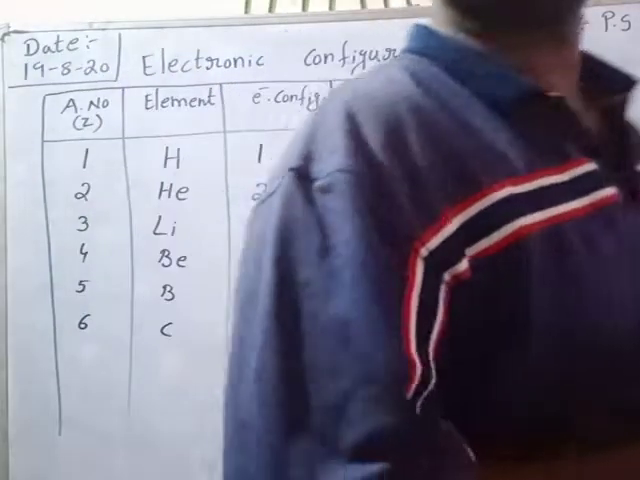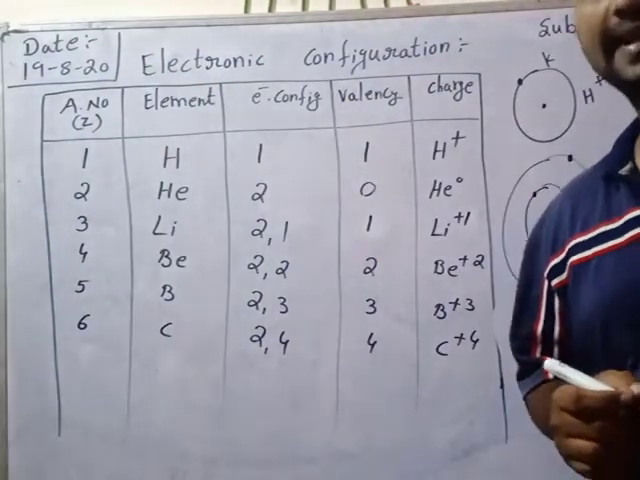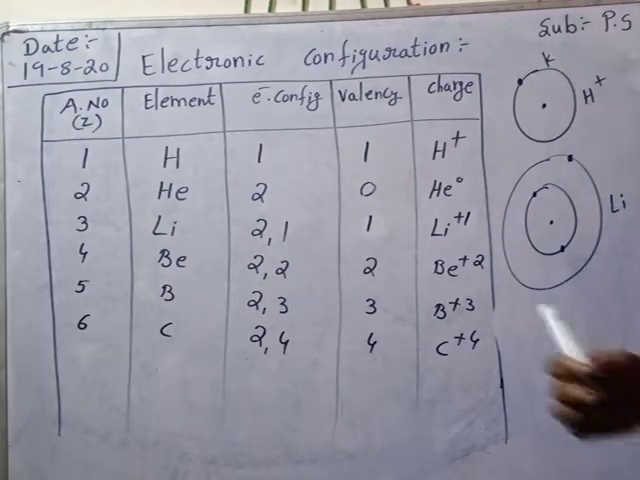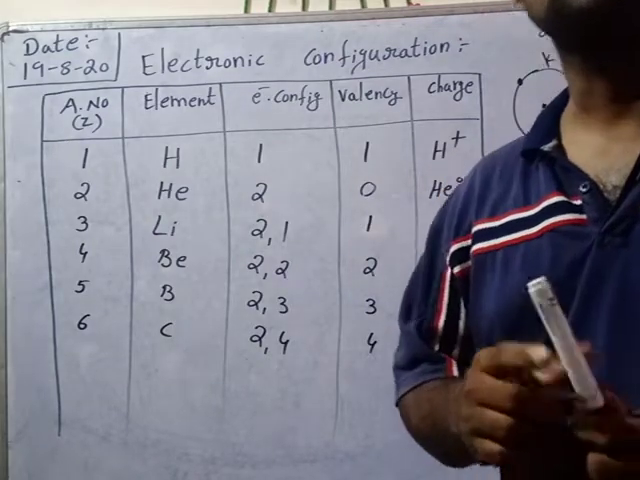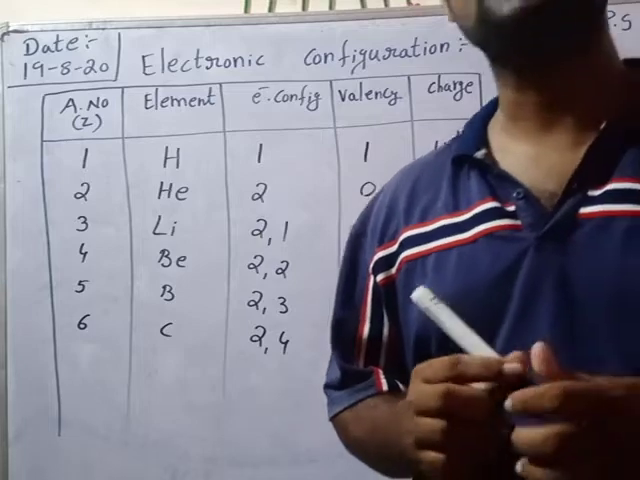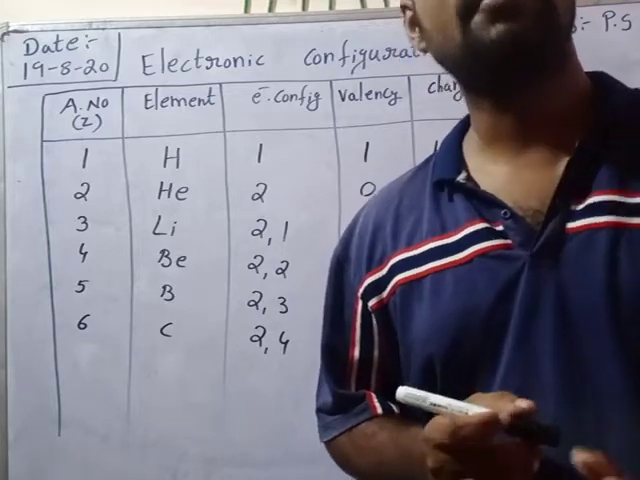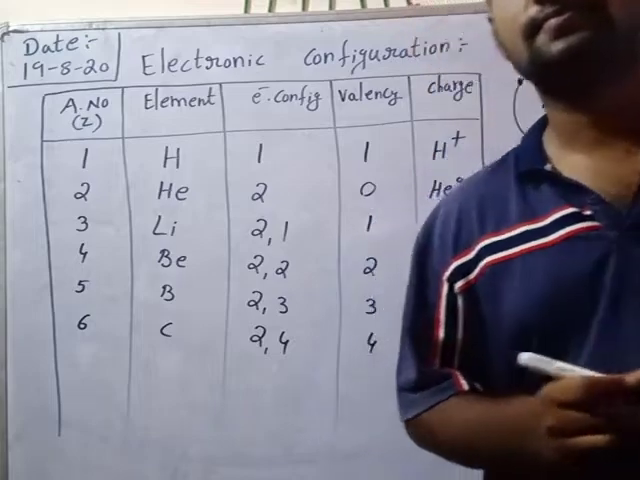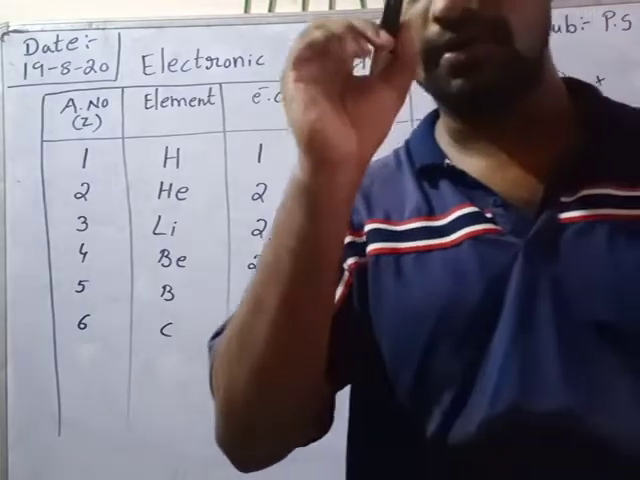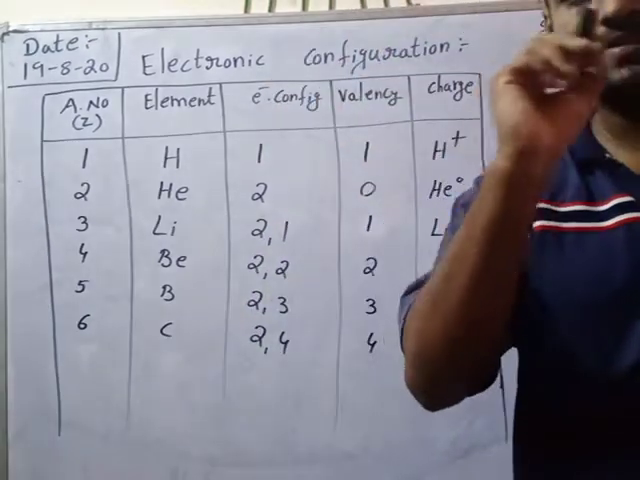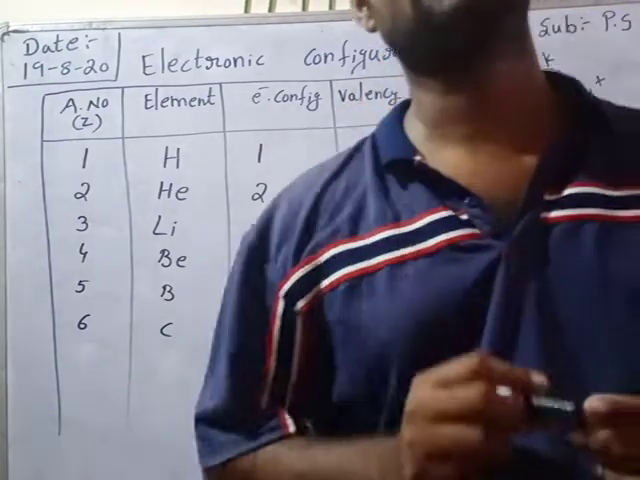Now, what is a positive ion? What is a negative ion? Positive means the loss of electrons. Simply, the loss of electrons means positive charge. The gaining of electrons means negative charge. Plus indicates loss of electrons. Minus indicates the gaining of electrons.